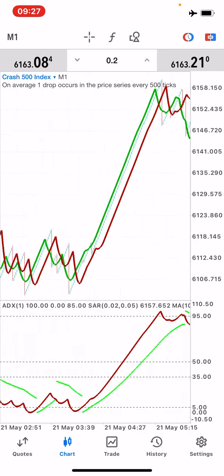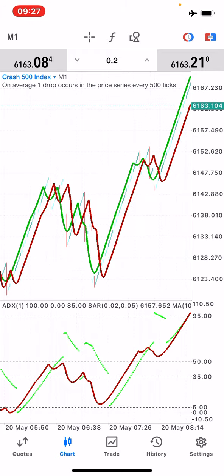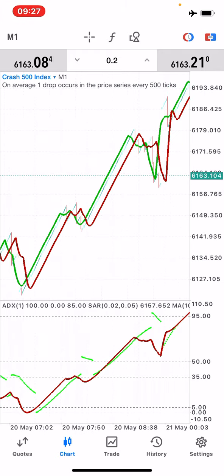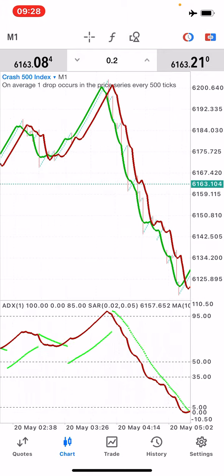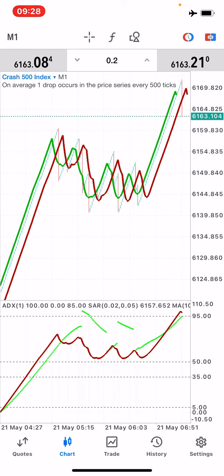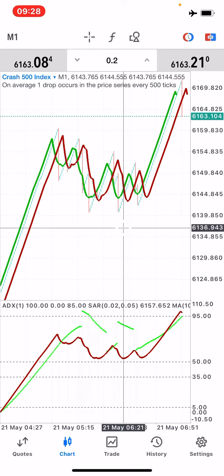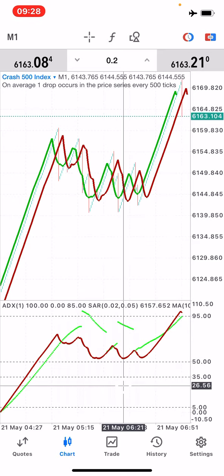Okay, and then obviously the parabolic SAR dots, like I said, are going to act as a trend line. It's going to tell you the trend line. So basically, the main window, if you want to catch spikes, doesn't work. This top part, you can't use it for spike catching. If you're catching spikes, you only have to use the bottom part.